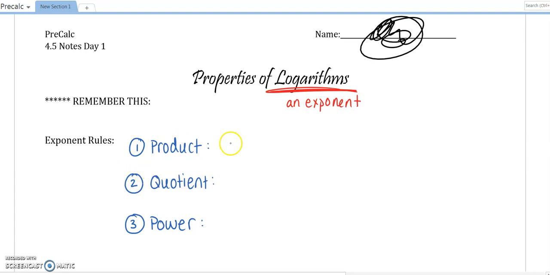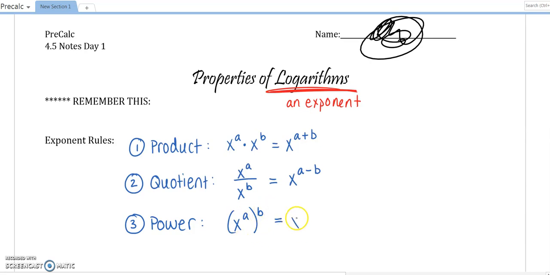There is a product rule, which says that if I have two powers, x to the a times x to the b, because it's times, that means I can add my exponents. So multiplying powers turns into adding exponents. And quotient, same idea, except instead of multiplying, it's dividing, x to the a divided by x to the b. And that turns into subtracting your exponents. And the last one is the power rule, which says that if I have x to the a raised to the b, so if I have more than one exponent, I multiply exponents.